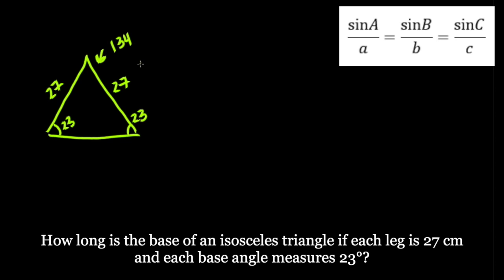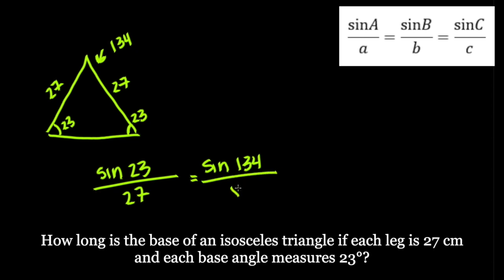Now that we know the three measurements of this triangle, we can put it into an equation. So the sine of 23, which would, for instance, be angle A across from side A, divided by 27, is going to equal the sine of 134 divided by x. X is the length that we are trying to find, which is the base. If we cross multiply, our answer will come out to 49.7.